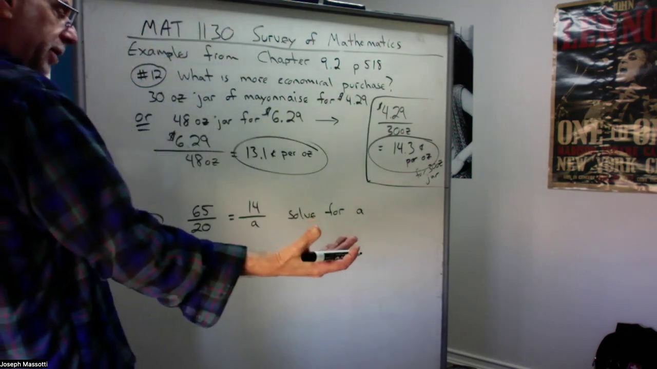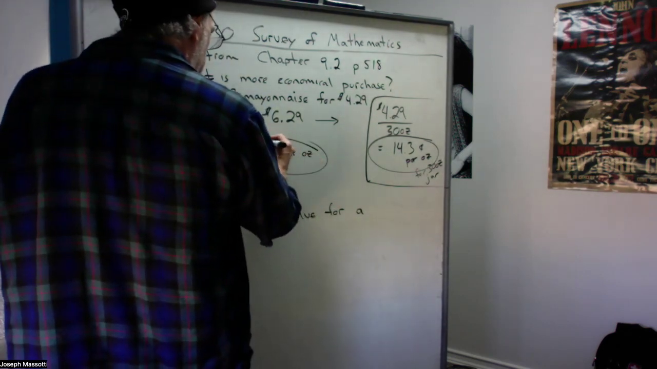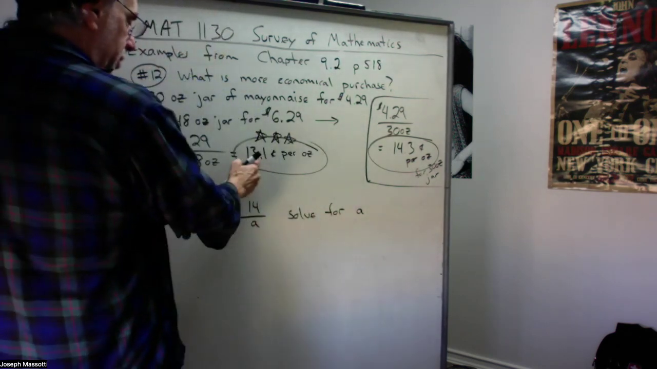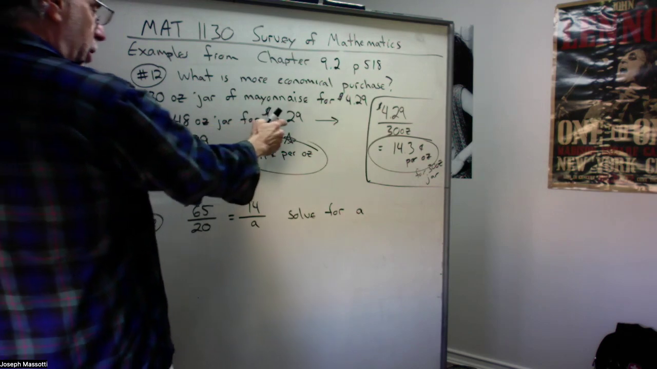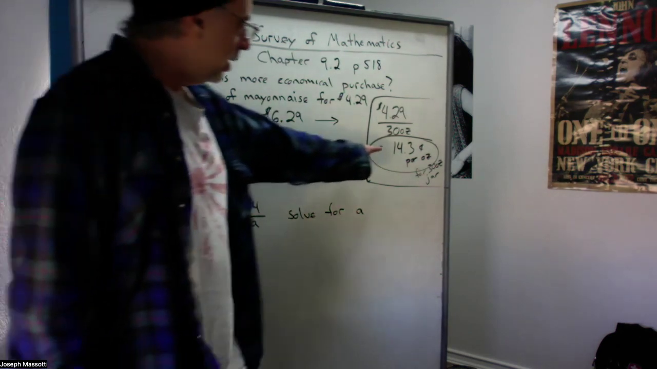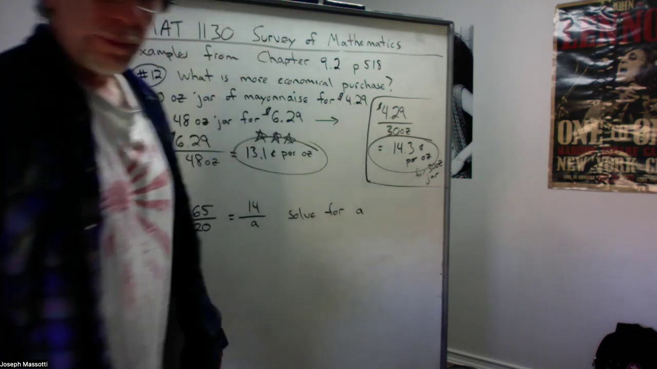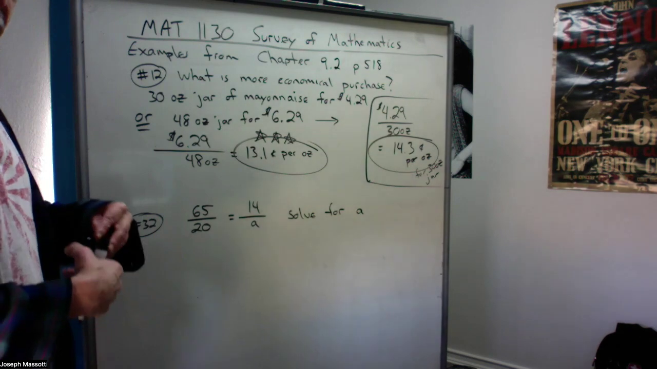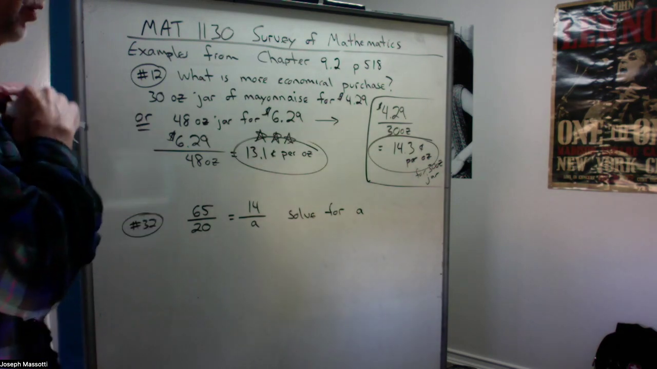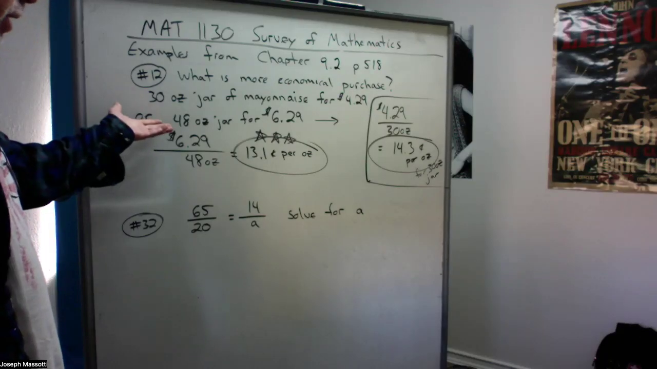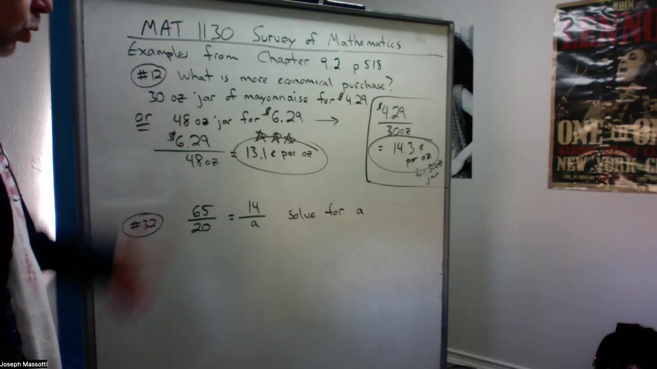So we just look at those and we say, well, this one is the more economical choice, so that's going to be our answer. The 48-ounce jar for $6.29 is a little cheaper per ounce than the 30-ounce jar for $4.29. So ratios, we're just looking at ratios here, price per ounce. All right, so that is a ratio problem in the form of a word problem.